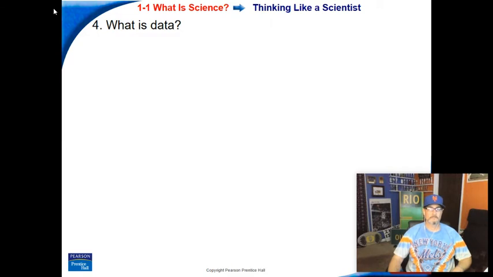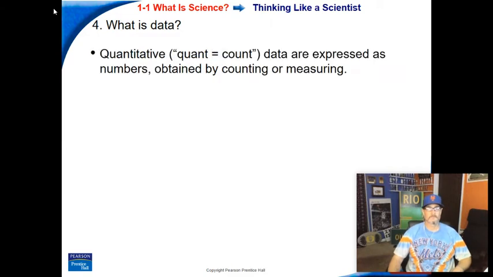Okay, what is data? The definition of data. So 4, question on the left. There are 2 types. There's quantitative data. And this was a warm-up question, if I'm not mistaken, recently. They're expressed as numbers, and we get those by counting or measuring, and they have units. I inserted quant, count, because those sound alike. If you are counting, it is a measurement of some sort.